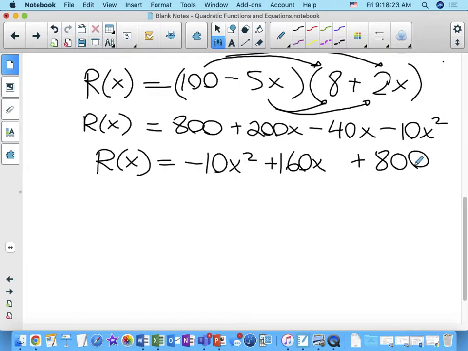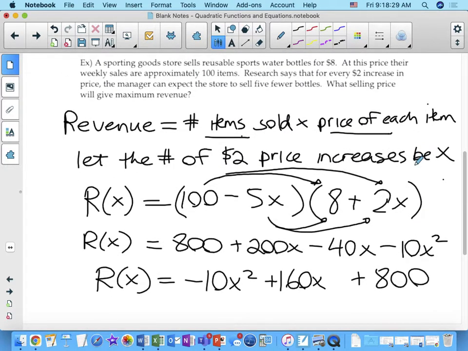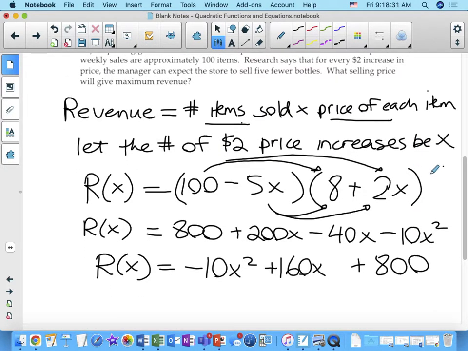Okay, now the question asked, what did the question ask? What selling price will give the maximum revenue? Well, to figure out the selling price, I need to know x, because the selling price is 8 plus 2x. Okay, I need to know x at the maximum point, because the maximum point is the maximum revenue.